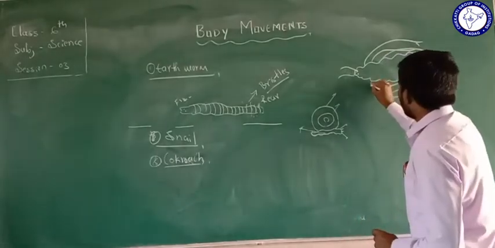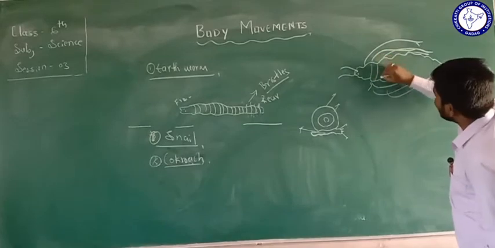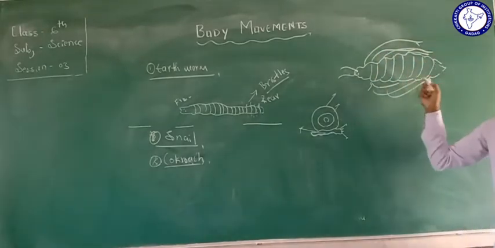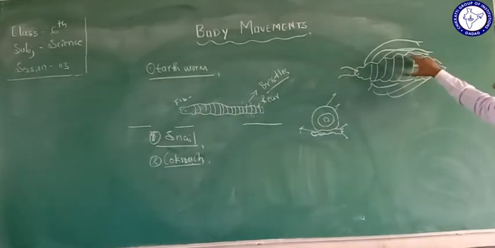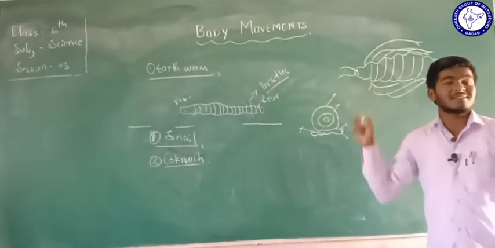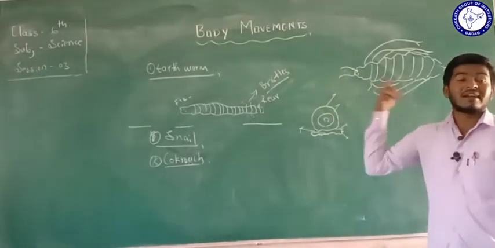And also we can see the legs are present. On the body of the cockroach, plate-like structures are present. These plate-like structures are helpful for the movement. The cockroach has three pairs of legs, and with the help of those three pairs of legs, the cockroach moves.